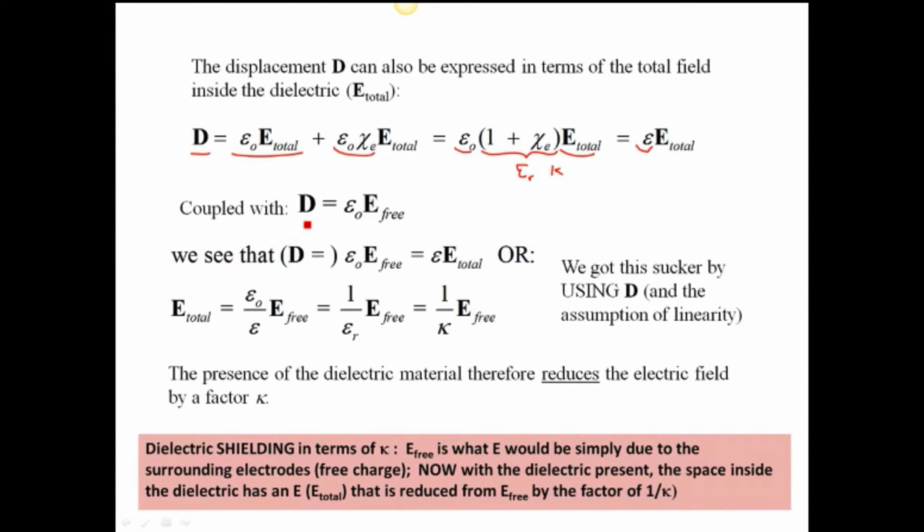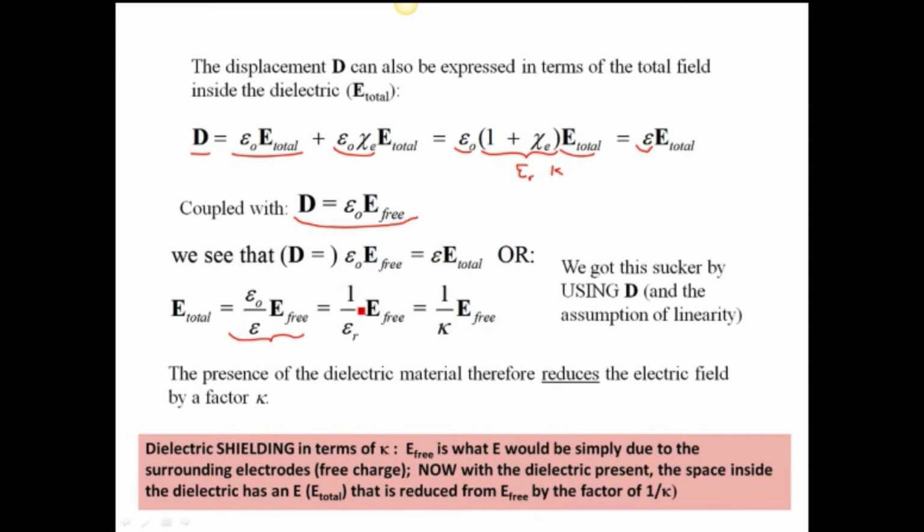Okay, now if we couple this with D in terms of the free field, which was given here, we can see that if we set these equal, so D equals this, D equals this, then we can write epsilon 0 E free is equal to epsilon E total. If we now solve for E total, we get this expression here, and we recognize this ratio as 1 over epsilon r, the relative epsilon, and that's equal to 1 over kappa. Remember, these two are equal.